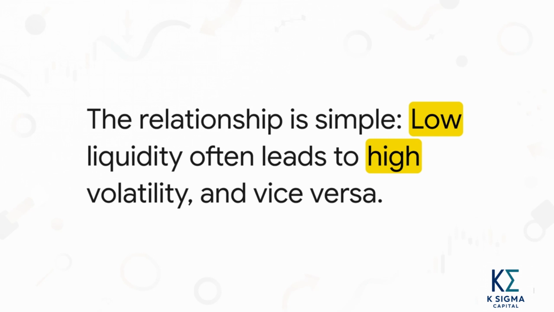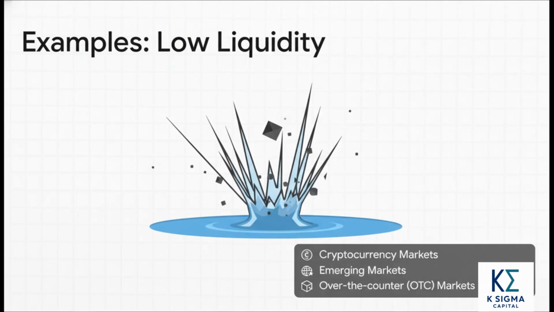That's exactly why low liquidity almost always equals high volatility. And we see this playing out all the time in certain markets, right? Just think about the absolutely wild price swings you see in some cryptocurrencies or penny stocks. There are just fewer players, it's a shallower puddle, so any splash is going to be huge.